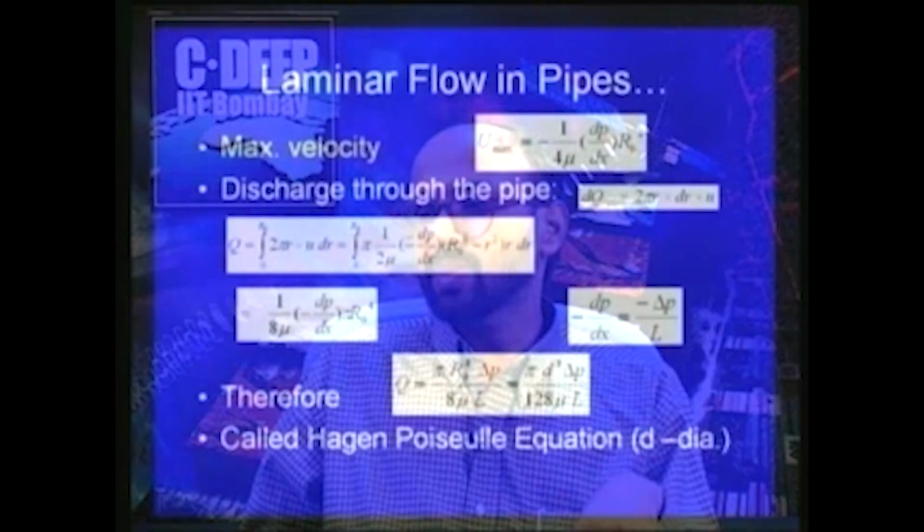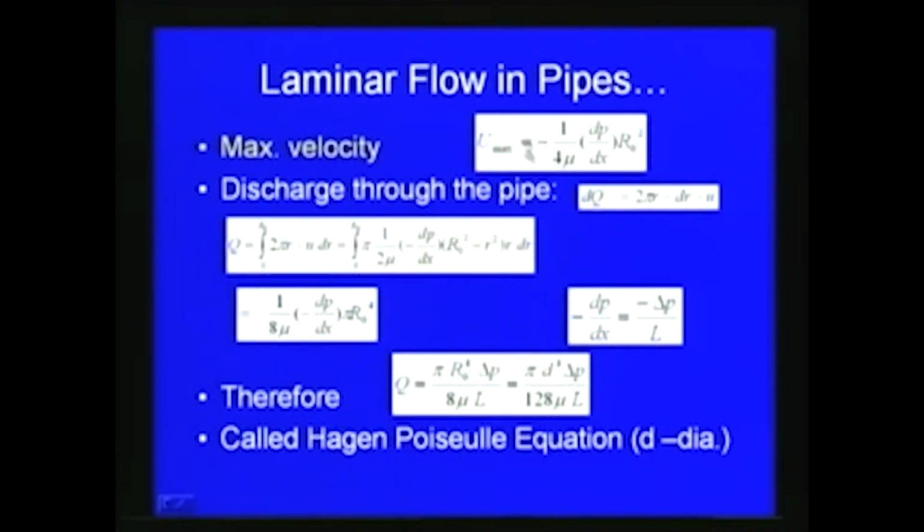That is obvious for pipe flow, and then the expression for maximum velocity, as in the previous case, if you put small r is equal to 0, we get u max is equal to 1 by 4 mu dP by dx into r 0 square. In a very similar way, the discharge through the pipe we can get: dq is equal to 2 pi r dr into u. Here we integrate from 0 to r 0, q is equal to integral of 2 pi r into u into dr, that is, 0 to r 0, pi into 1 by 2 mu minus dP by dx into r 0 square minus r square into r dr.